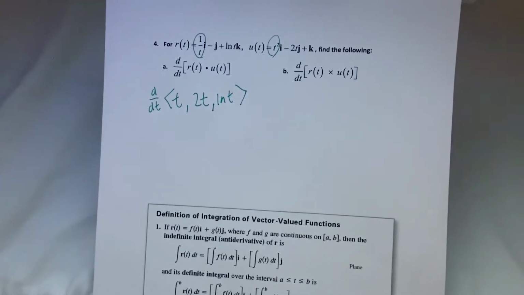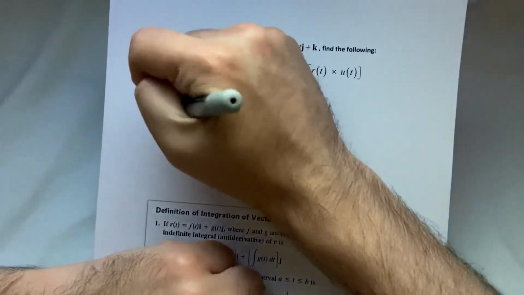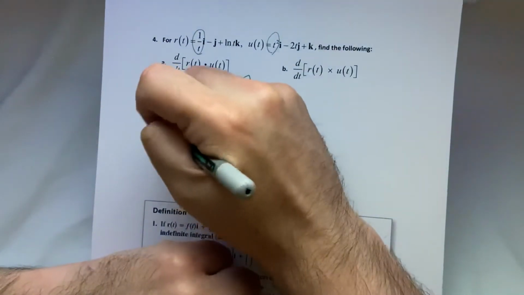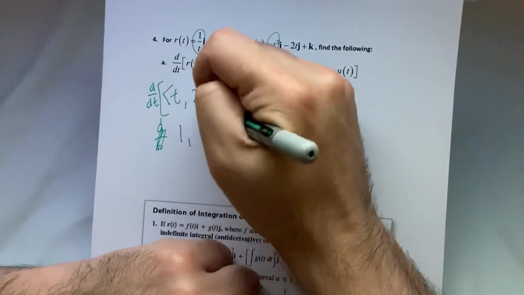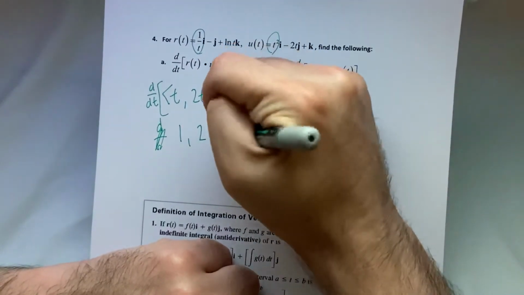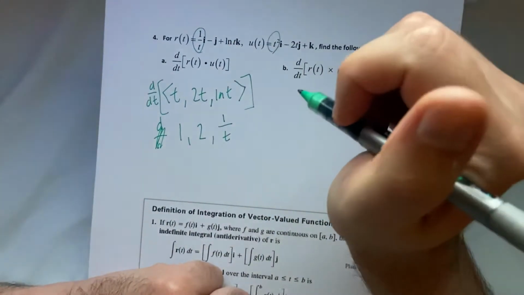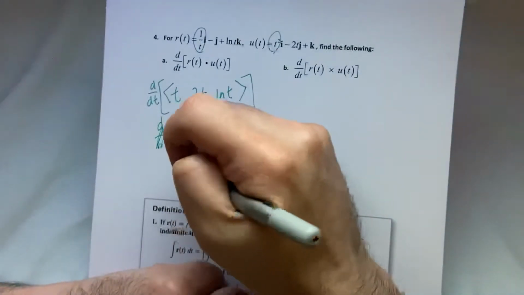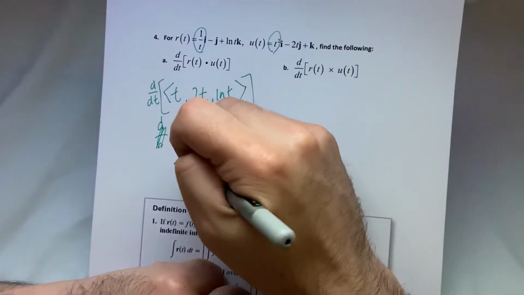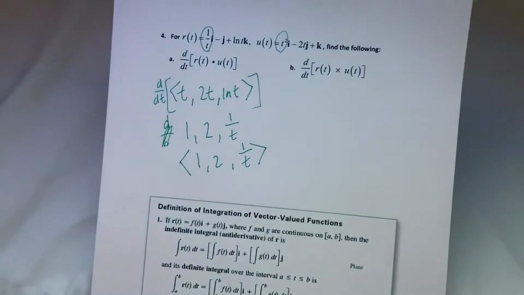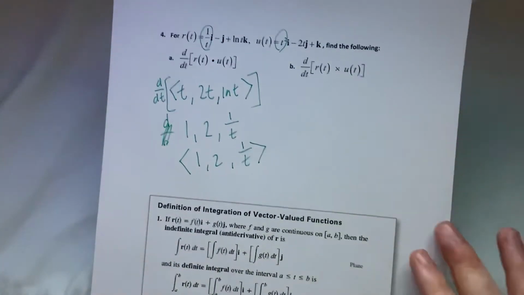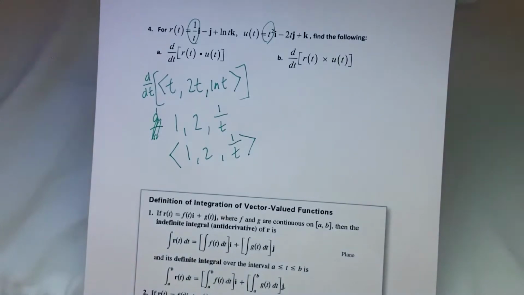What's the derivative of this thing? We'll take the derivative of the components. Derivative of t is 1, 2t is 2, this becomes 1 over t. So the derivative of that thing would be the vector 1, 2, 1 over t. Now you can do the cross product one. It's just a little more work.